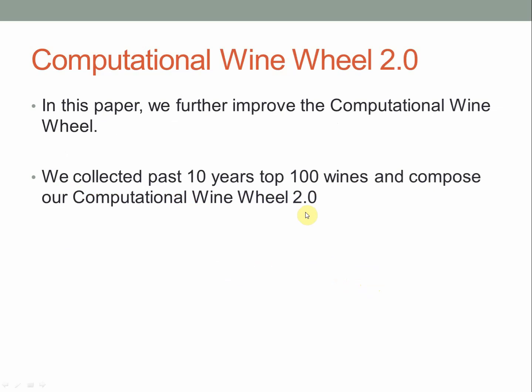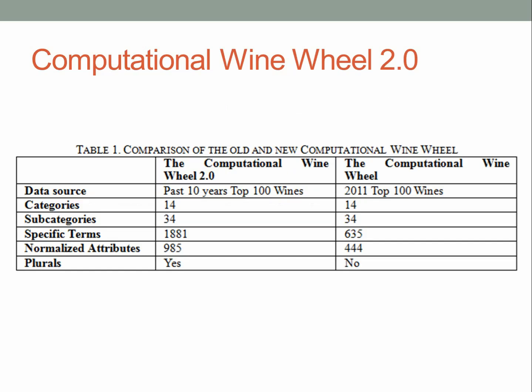After that, we applied that computational wine wheel on a data set and published our first paper, getting some very good feedback. Therefore, we come back to this important process, go through all 10 years of the top 100 wines, and generate what we call a computational wine wheel 2.0. That gives us a much higher number of attributes. The distinct attributes go from 635 to about 1800, and then we normalized those attributes into 985, so it's close to 1,000 distinct attributes.